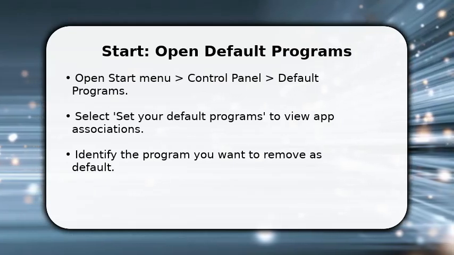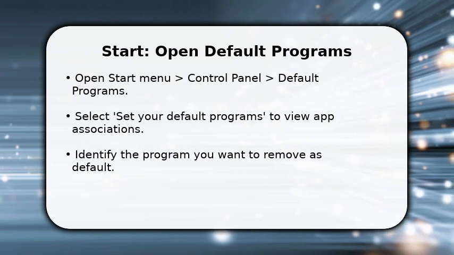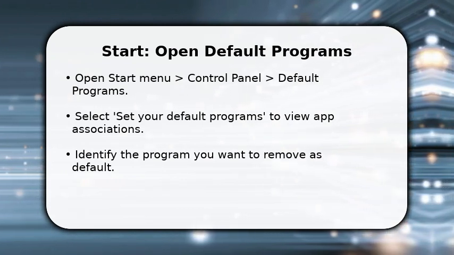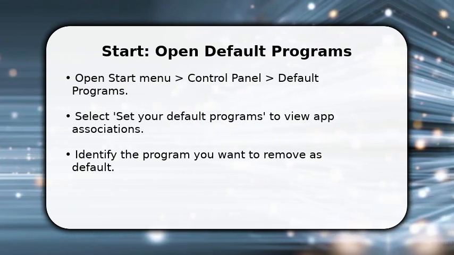You begin by opening Start, then Control Panel, then Default Programs. This gets you straight to app associations. Once there, select Set Your Default Programs so you can see which apps control which file types.